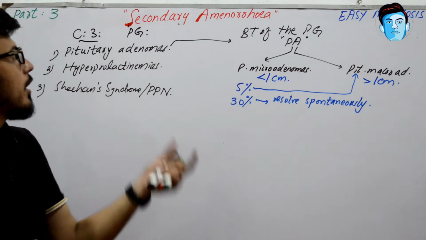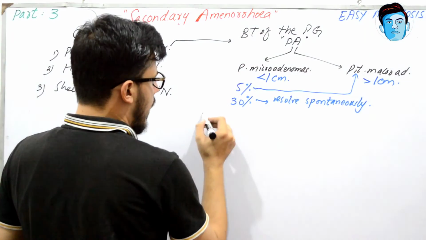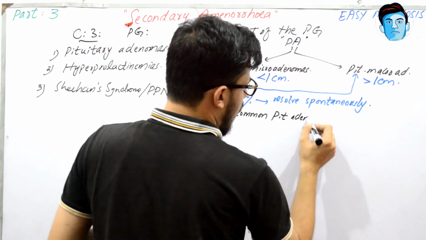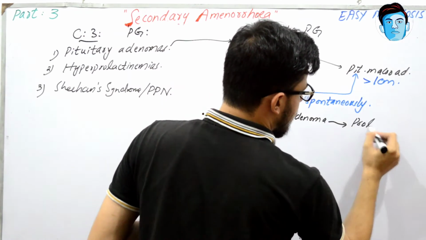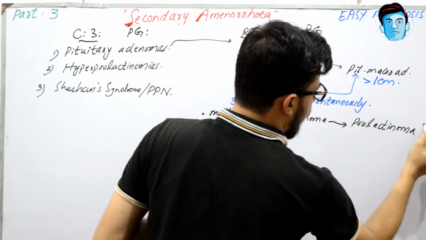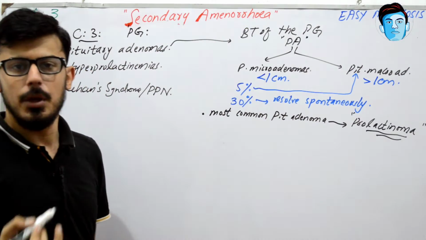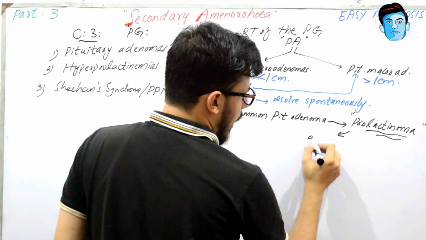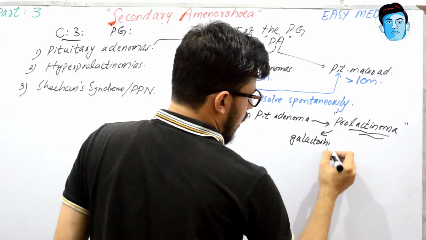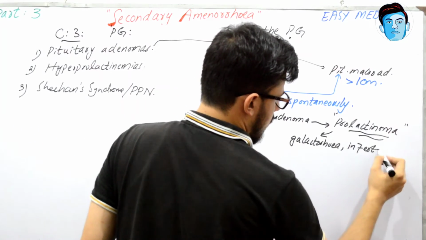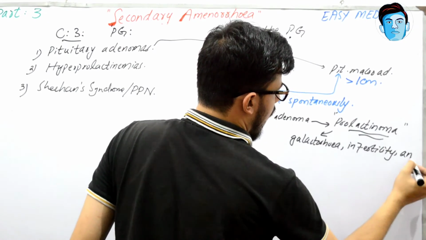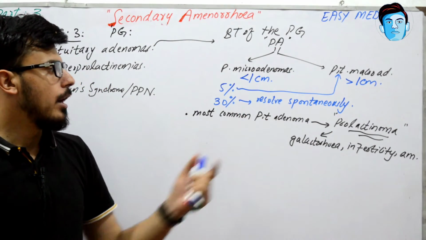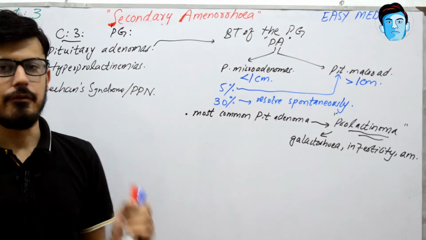So what is the most common pituitary adenoma? The most common pituitary adenoma is prolactinoma. What is prolactinoma? It is a tumor of prolactin where the prolactin secretion is elevated above the normal range. So in this condition, usually the patient comes with a complaint of galactorrhea and infertility, also amenorrhea. So the most common pituitary adenoma is prolactinoma, and the patient usually manifests with galactorrhea and infertility.